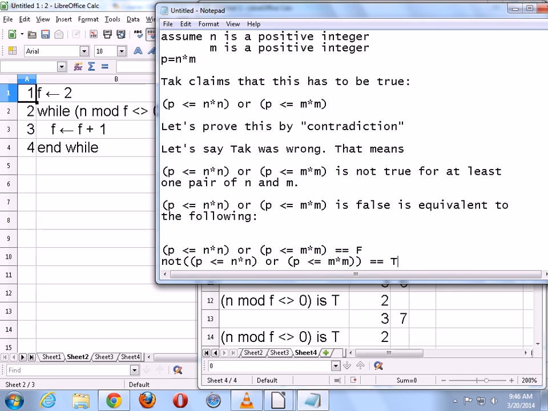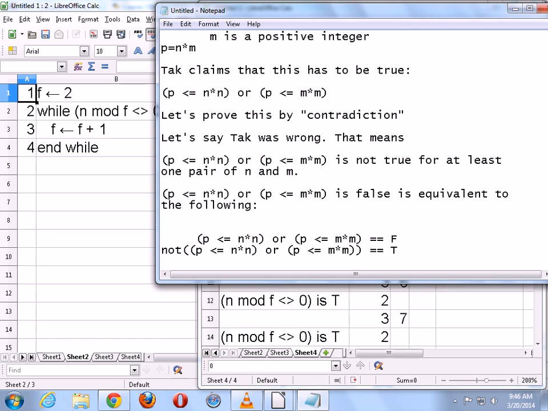I just took the logical negation of both sides. Is that okay? All right. So what is the other way to spell this out? Well, one way to spell it out, and I'm not going to prove it here because it's not the right class to do it, is that it is not the case that p is less than or equal to n times n, and it is not the case that p is less than or equal to m times m.